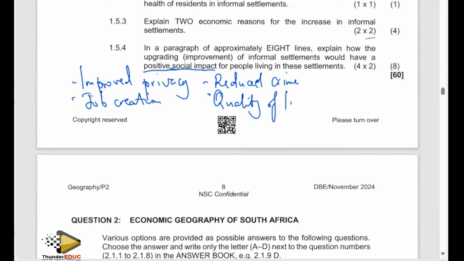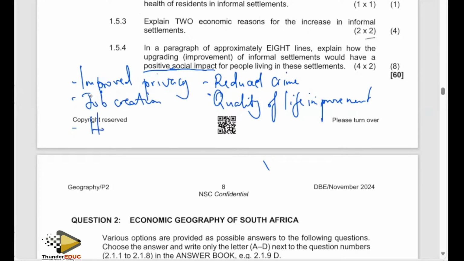Quality of life improvement. Now people are staying in decent structures, which will also imply that they are now accessing basic shelter, which will complement an improvement in their quality of life.